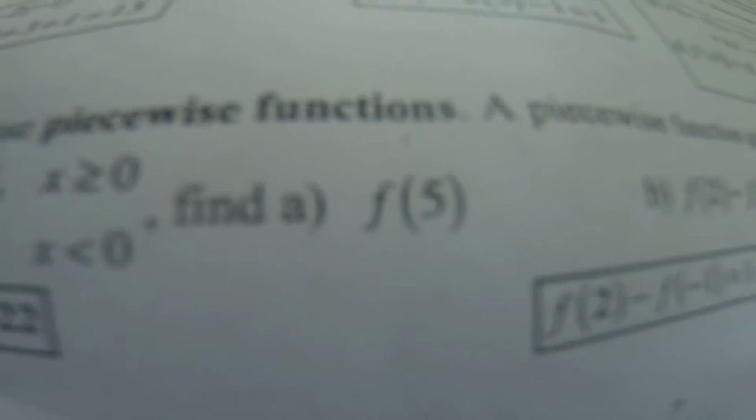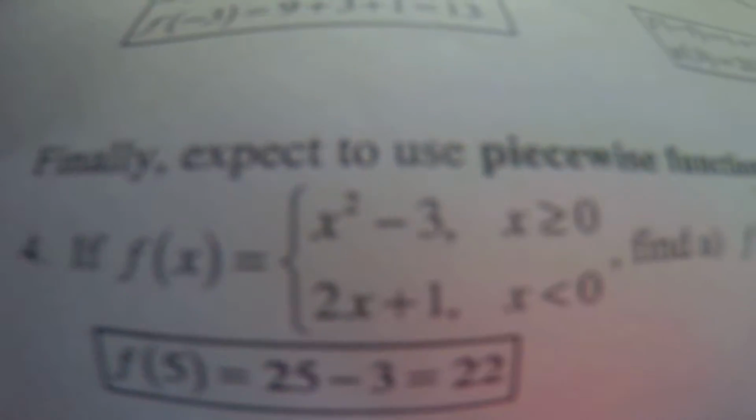So they give us f of 5. All you have to do is look at this and say, okay, is the number 5 greater than or equal to 0 or less than 0? 5 is greater than or equal to 0, so you substitute in here. Notice that 5 squared is 25, minus 3, which is 22. That's all you've got to do. Just see if the statement is true. So look at the next one.